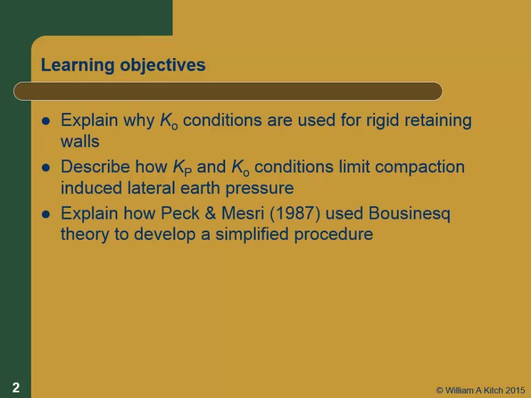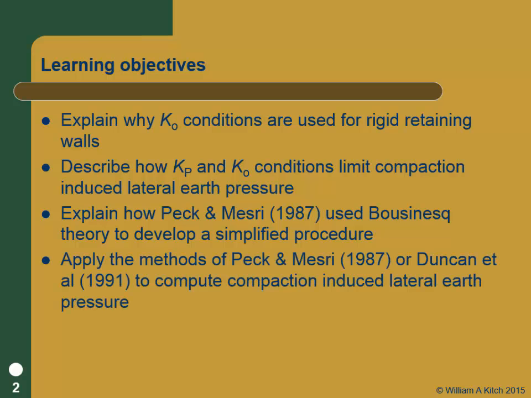Then Peck and Mesri did a really nice paper in '87 that explains how you can get a simplified distribution using Boussinesq theory. And then Duncan, the other paper I gave you to read, is Duncan et al. The bottom line is that the Peck and Mesri method and the Duncan et al. method are both probably equally valid for computing lateral earth pressures due to compaction loads, so you should be able to use either one and decide which you want to use.